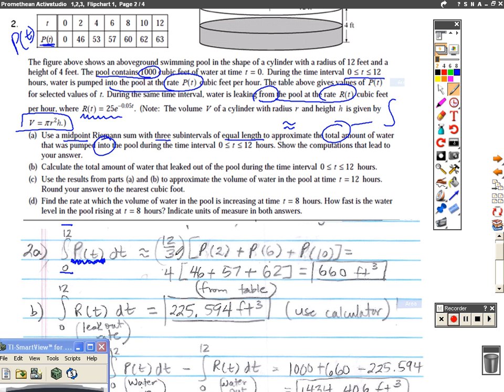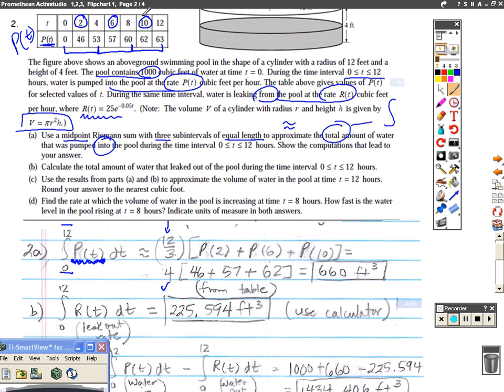Now, since I'm going from 0 to 12, I take my interval of 12 units, and I divide it into 3 equal parts. So the common width of my rectangles is 12 over 3, which is 4. That is the common width of the 3 rectangles. Now, to get the height of the first rectangle, since I'm going with 3 equal subintervals, 2 would be the first midpoint. 6 would be the x value of the second. 10 would be the x value of the third midpoint.